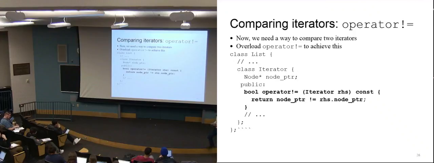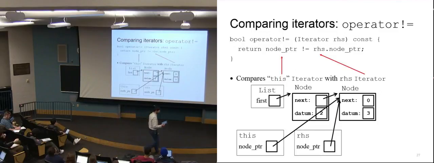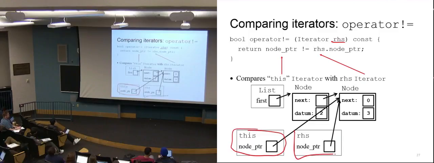So now we need to compare. For this, we're going to overload the not equal operator. So think about how we're going to do this. Are you with me that if a pointer points to a node and another pointer points to the same node, they must point at the same thing? Okay, so then that's what we'll do. So here's what's going on. We're going to compare this iterator right here against the iterator that is an input, the iterator on the right-hand side. If they point to the same place, they're equal. If they point to different places, they're not equal.